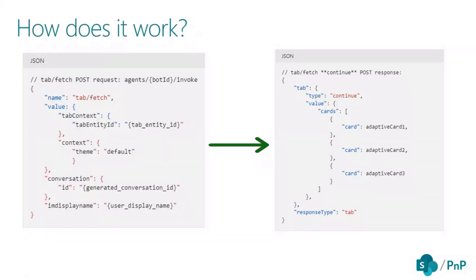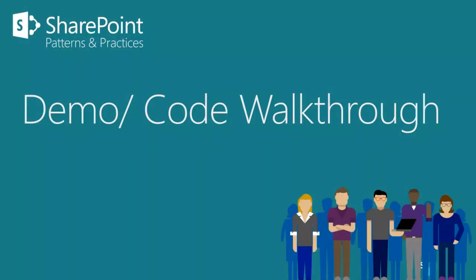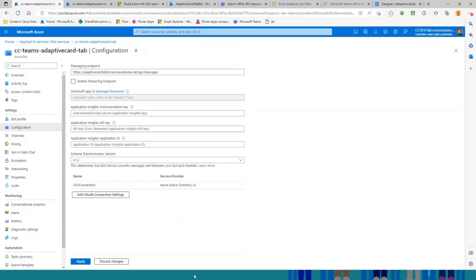And those adaptive cards get rendered vertically in your tab. So this is how it works. I will explain more in the demo. So let's go to the demo. But before I jump into the demo, as I mentioned in the prerequisite section, you need to set up a bot in Azure. So I need to spend a few seconds talking about the configuration.